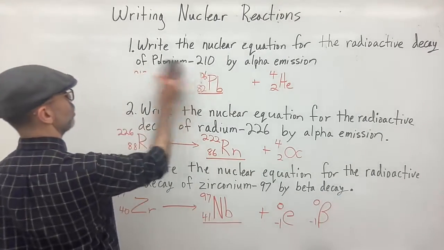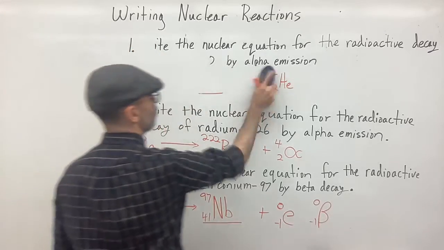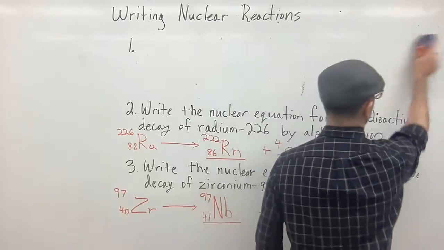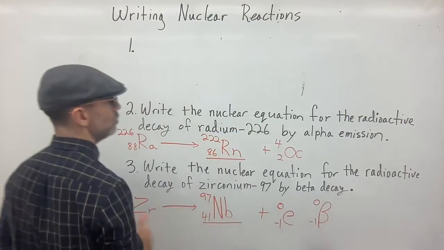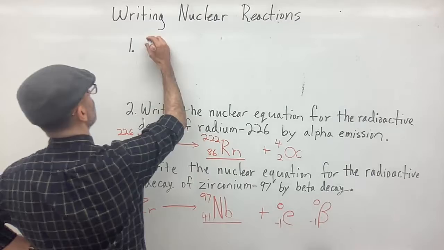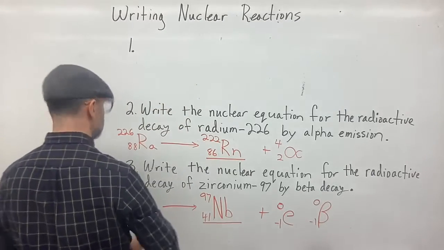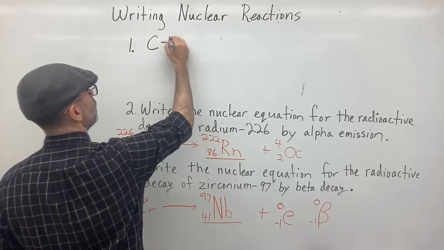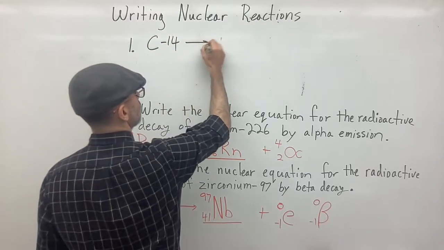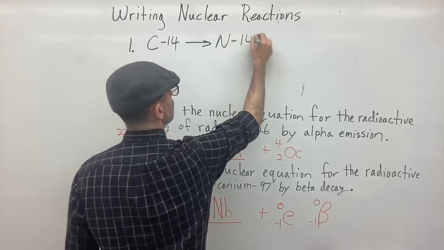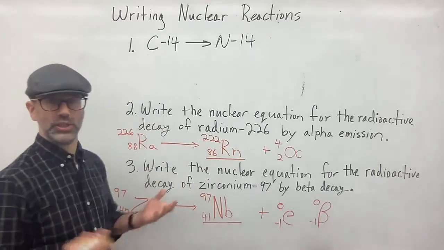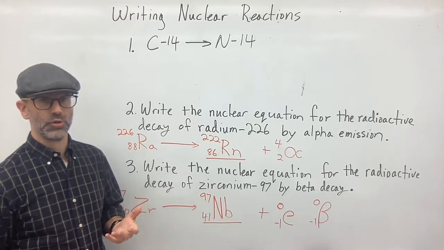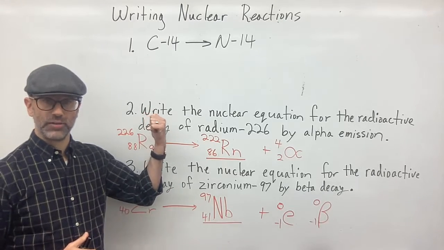So I'm going to erase this one. And so my last one I want to do is, what do you do when you go from, oops, let me use a different color, carbon 14 to nitrogen 14. So the question is, what kind of decay are we going through in order to make this transition?